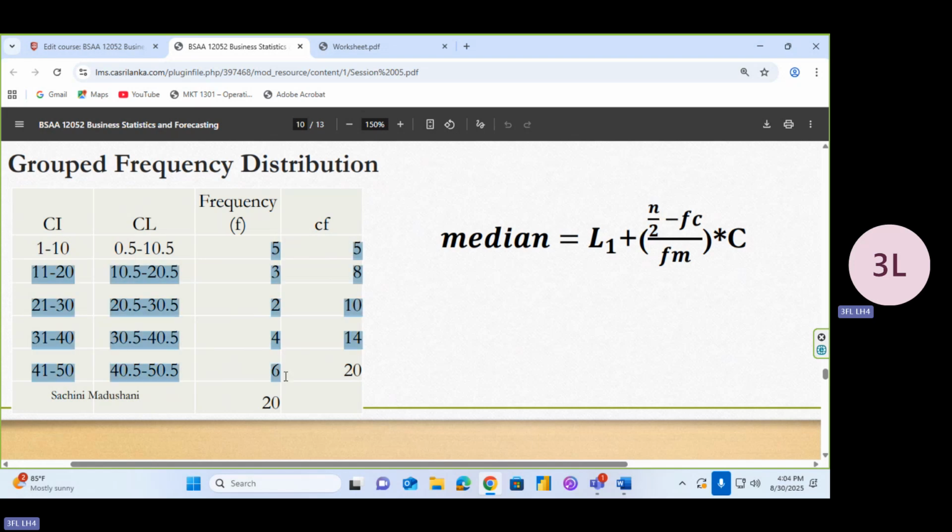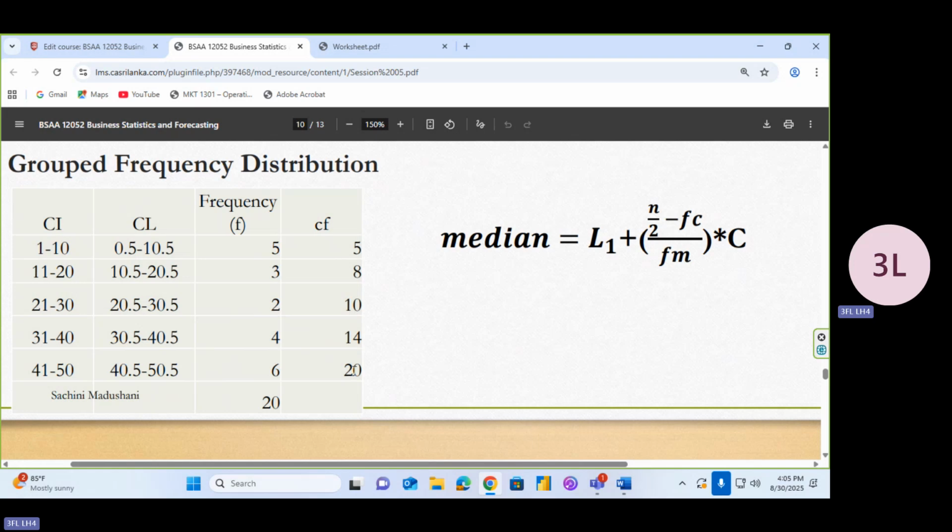Then this is your frequency column of 5, 3, 2, 4 and 6. Okay. Then you can calculate the CF column. CF means cumulative frequency. Here the first one is 5, so the CF is also 5. Then for the next one, 5 plus 3, 8. 8 plus 2, 10. 10 plus 4, 14. 14 plus 6, 20. Okay. Then the last CF value should be equal to the total number of observations. Is it clear? Altogether 20 is there.